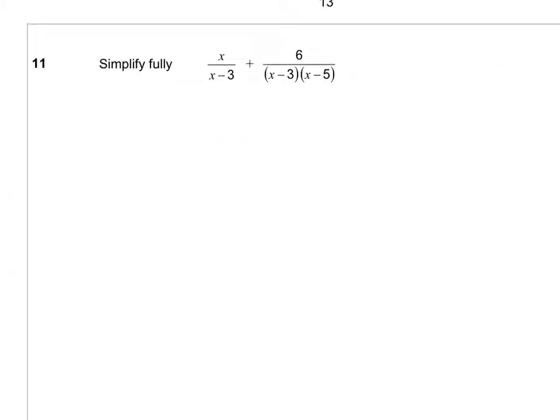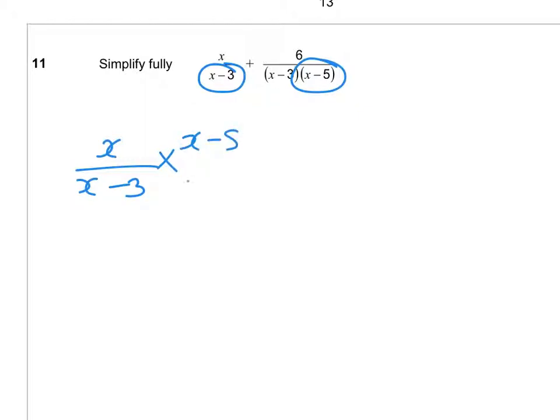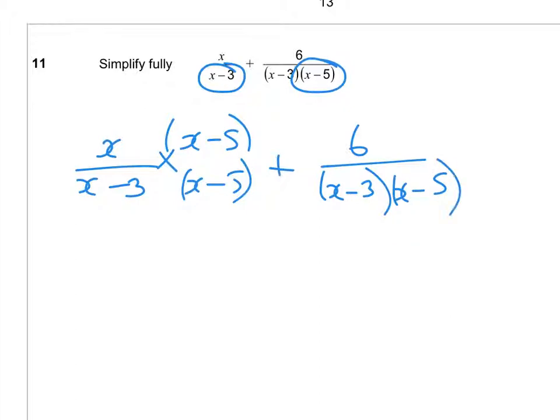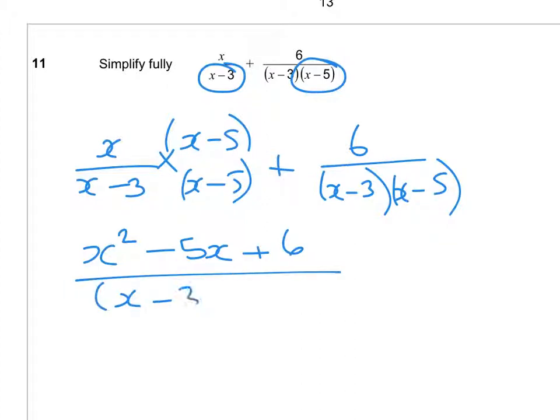Okay, number 11. We're looking at adding fractions. To add fractions, the denominators must be the same. I can make this denominator the same as this if I multiply x over x minus 3 times x minus 5 over x minus 5, suggest brackets, plus 6 over x minus 3, x minus 5. So you'll have x squared minus 5x plus 6 all over x minus 3, x minus 5.